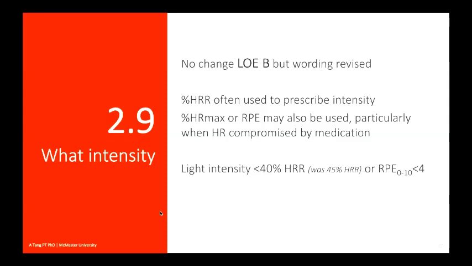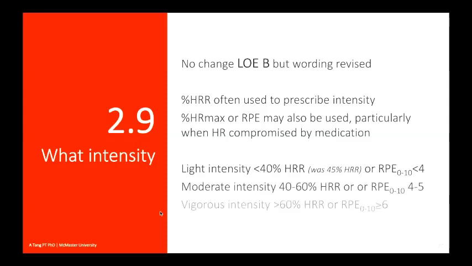The targets of intensity are outlined in the new guidelines. Light intensity is now defined as less than 40% of heart rate reserve. It previously was 45. So again, just giving a little bit more latitude in terms of what we would consider to be light intensity. And moderate and vigorous intensity would be either between 40 to 60% of heart rate reserve or more than 60% of heart rate reserve. And the corresponding RPE values are there on the 0 to 10 scale. In the full guidelines themselves, they actually give target values for the 6 to 20 RPE scale. So if you wanted to see that, they're available there.